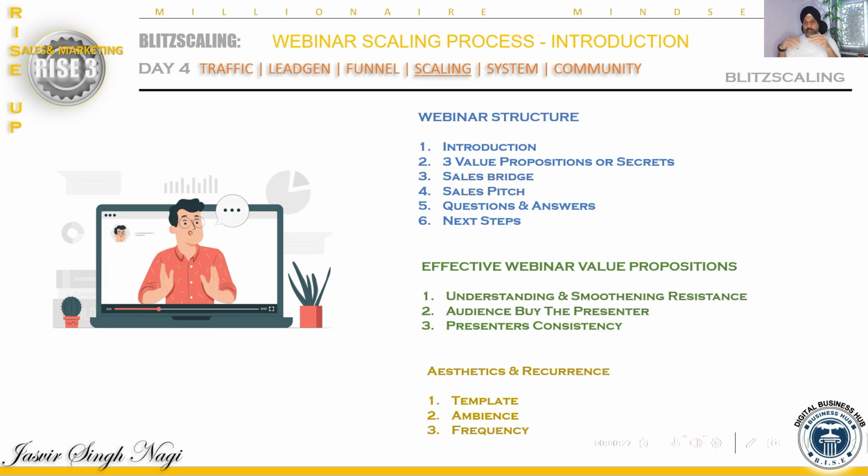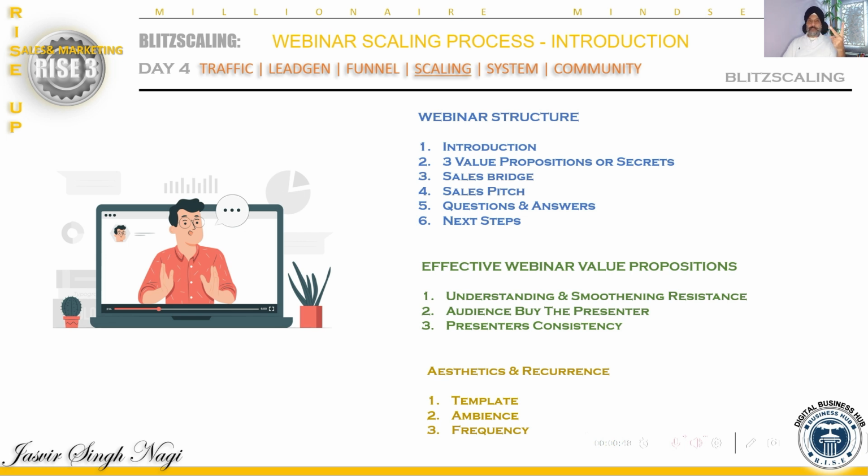There should be an introduction. There'll be three value propositions or secrets that you want to bring about for your assets. We discussed briefly the structure for RISE 1, if you remember, right? The three secrets and the 6 stars and so on and so forth. So now you get very specific in your webinar where you start with your introduction.